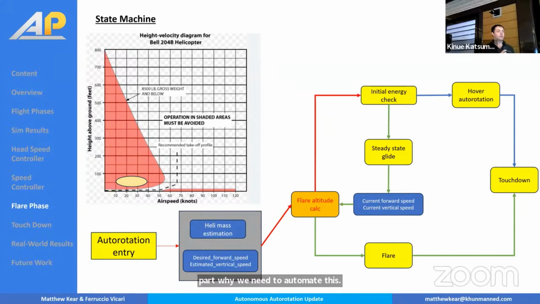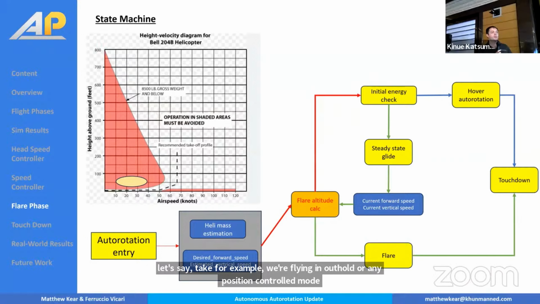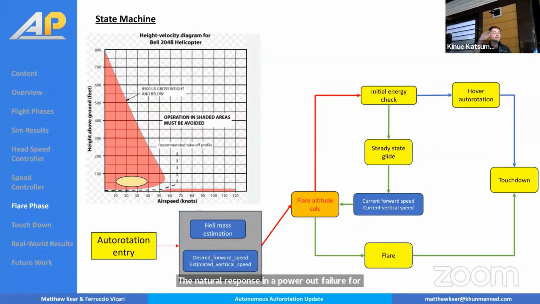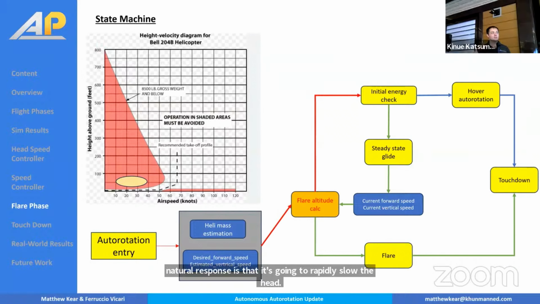Currently, let's say, take for example, we're flying in alt hold or any position controlled mode. The natural response in a power out failure for the pilot would be to try and maintain the vehicle's height. To do that, it will then raise the collective, increasing the drag and slowing the rotor. So the natural response is that it's going to rapidly slow the head. So that time window is quite short. So in the practical sense, that time window is short for the remote pilot to detect the failure and switch into it. This is why we're working on the automated detection piece.